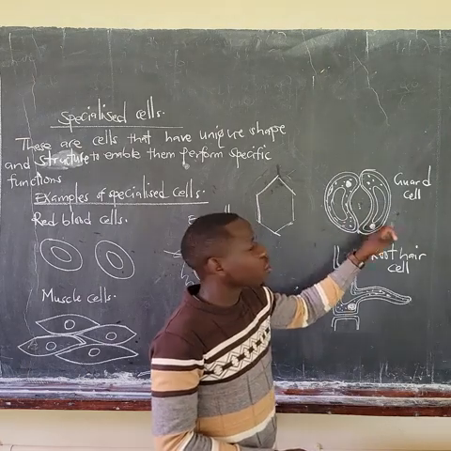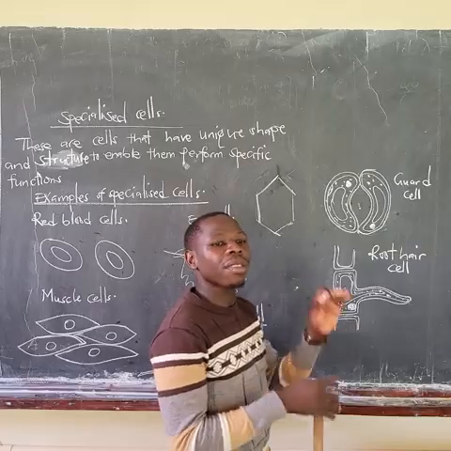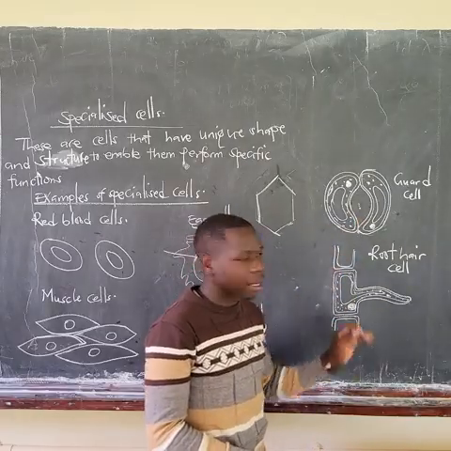Those are the guard cells. So their shape is crescent shaped and they are joined together. Because of the function they perform, that's why they look like this.